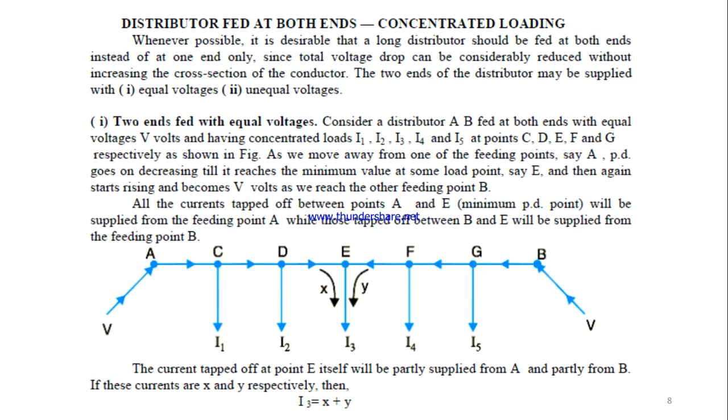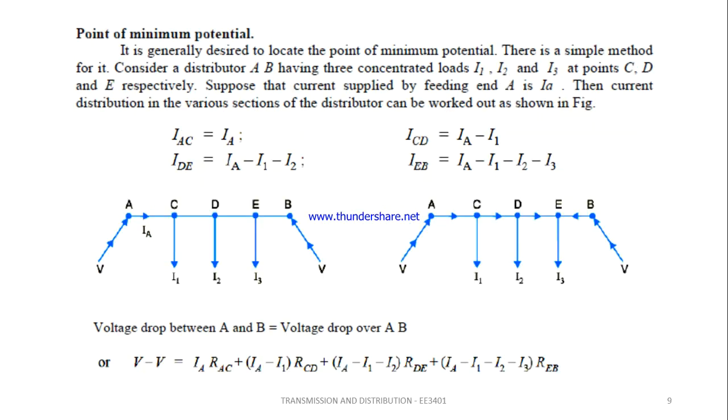Next, the feeding points are at both ends, but with the same voltage. In this case, we can tell that the minimum potential point will be at the center point. This is a guess. Suppose I3 is the current tapped at the center point, I3 is equal to X plus Y, that is, the current is coming from both ends.